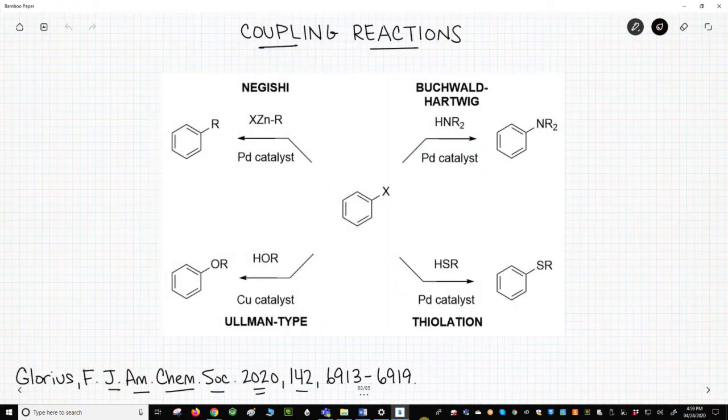A standard method for attaching atoms to aromatic rings is through some kind of transition metal catalyzed coupling. The metal is often palladium. On the screen are some examples.